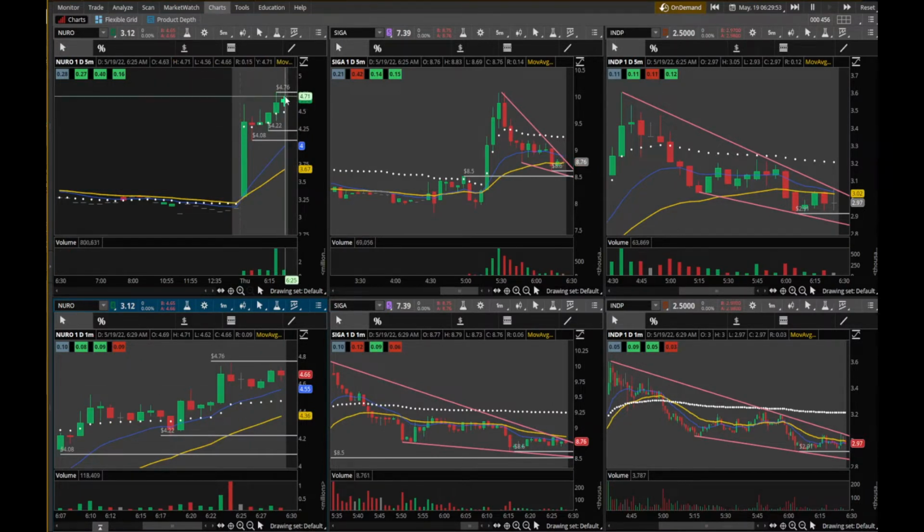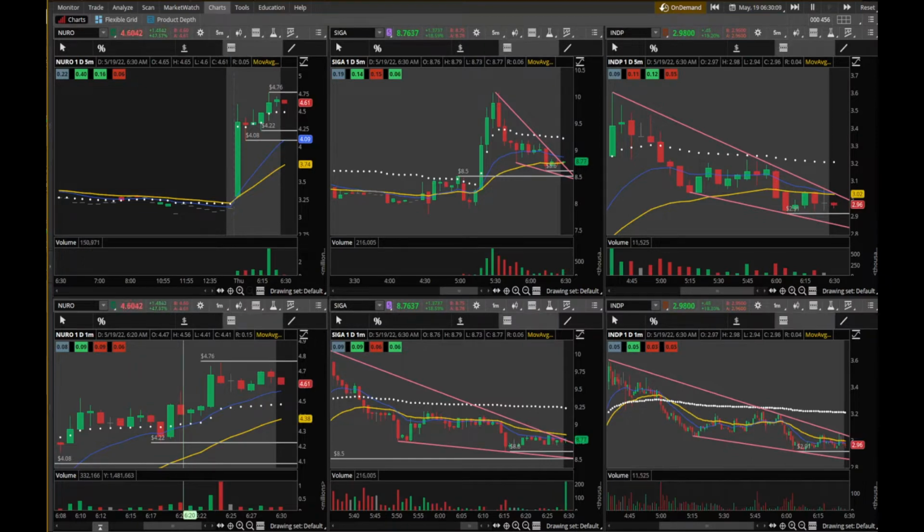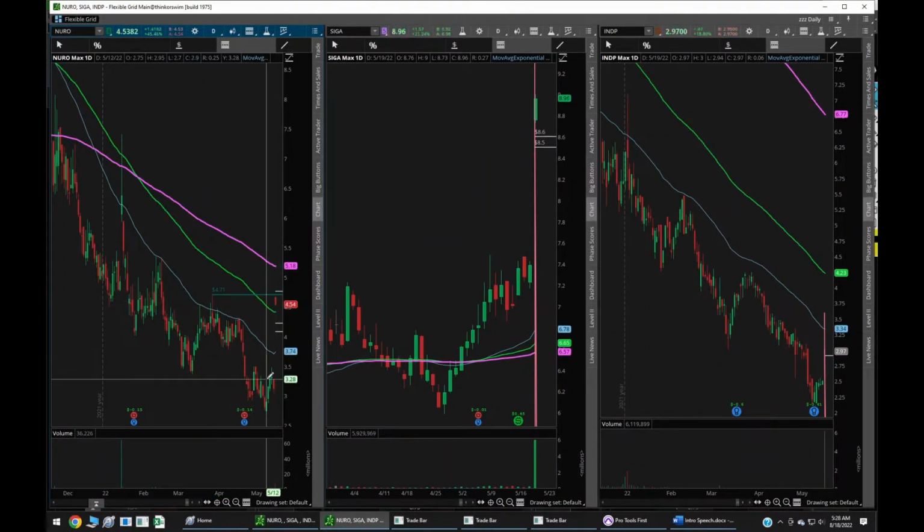Pretty overextended. Nero, I never did look at the daily levels to see what we might be up against. Nero does have a daily resistance here, and it's pulling back from that. Look at that big gap up open. Nero has a support down here. Worth noting. Another major resistance up here. Look at this big gap up here.